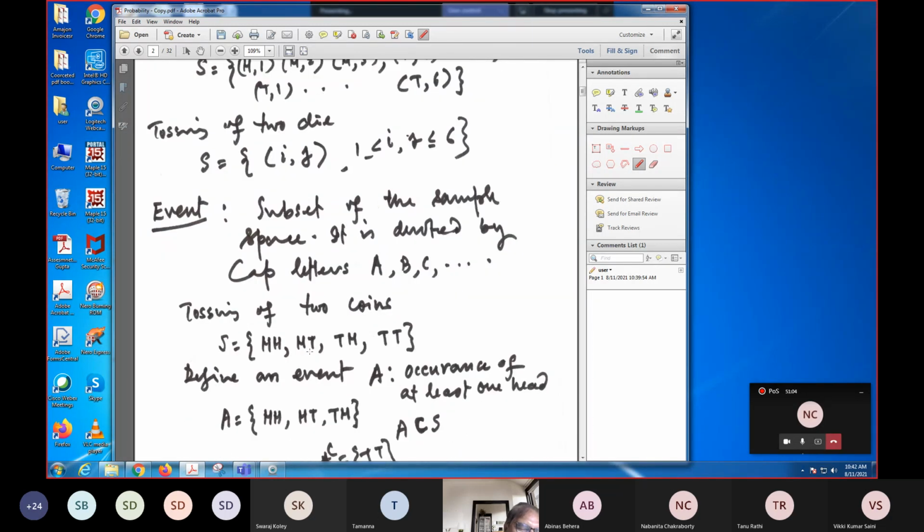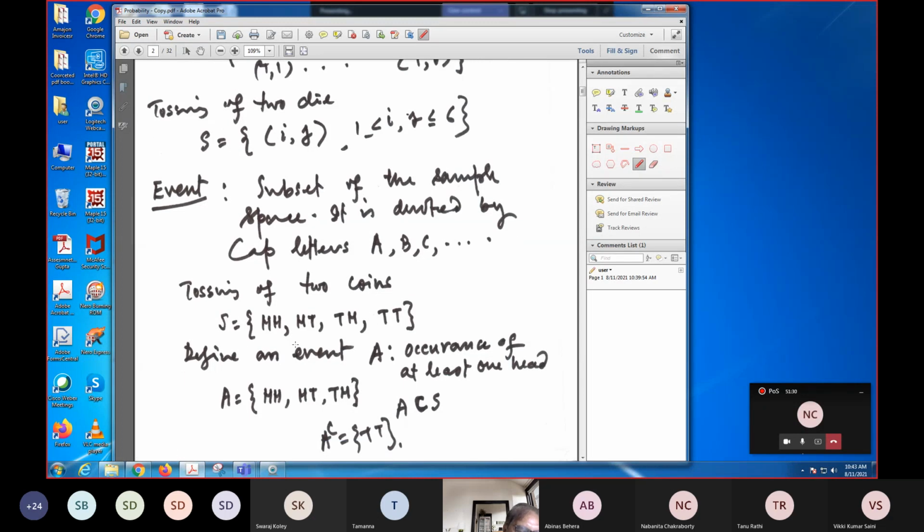So say for example, if I take the experiment, tossing up a coin, tossing up 2 coins. So this is my experiment. Now, when I toss 2 coins, I have a sample space: HH, HT, TH, TT. Okay. So I have defined the sample space.